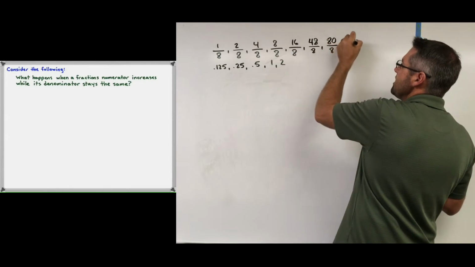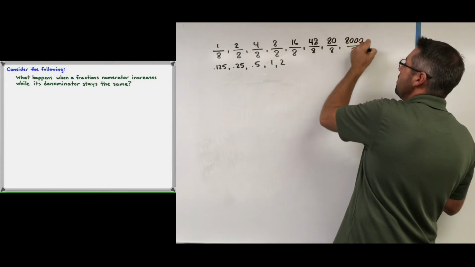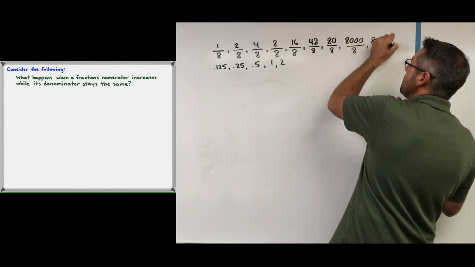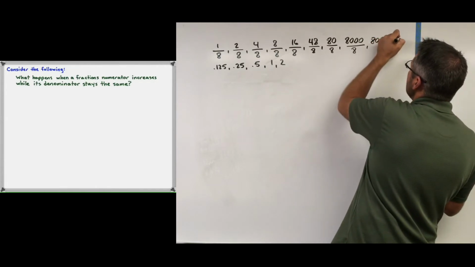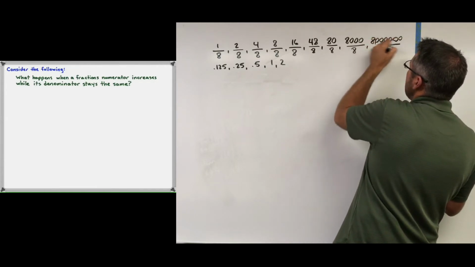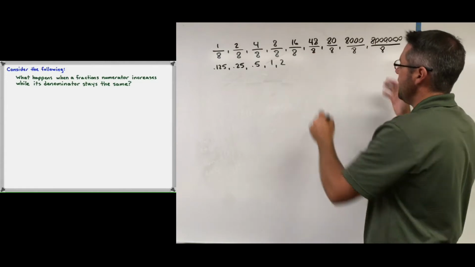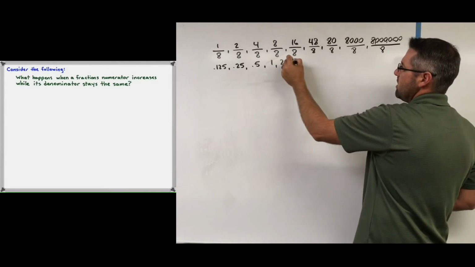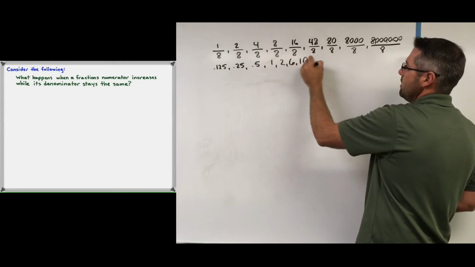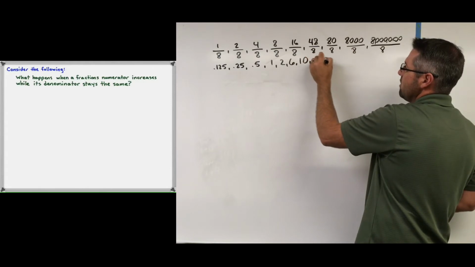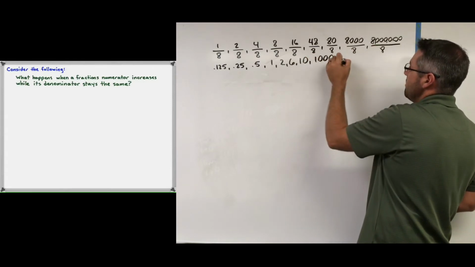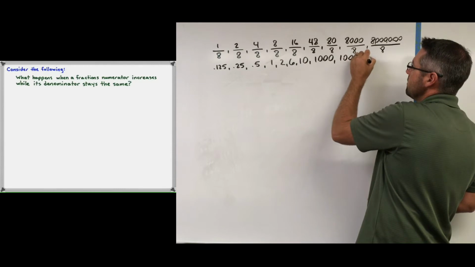Let's say it's 8,000/8, or 8 million/8. What happens here? We got 48 divided by 8 is 6, 80 divided by 8 is 10, 8,000 divided by 8 is 1,000, 8 million divided by 8 is 1,000,000, okay?